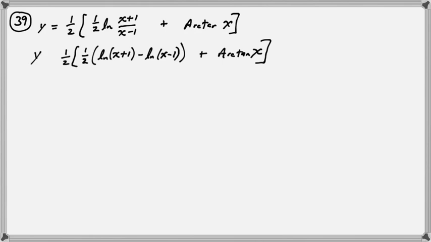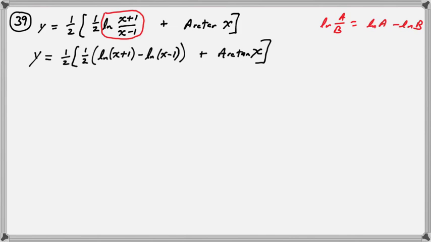I have not taken the derivative yet, so I still call it y. All I did was a property right here. And the natural log of a over b could be natural log of the top minus natural log of the bottom. And that's how I got this. It's just a property of logarithms is all.